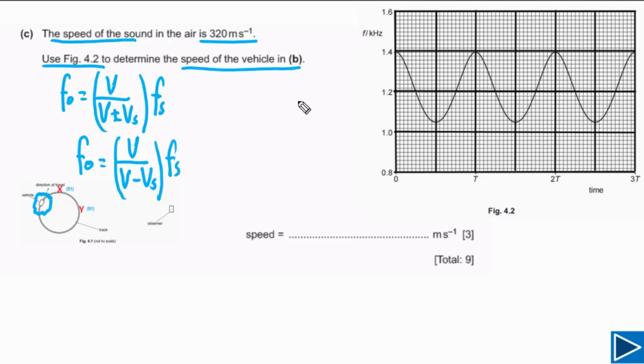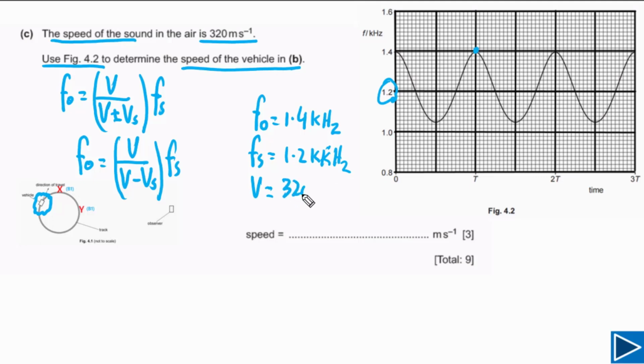Now simply we need to understand when the frequency is maximum. Frequency is maximum when the source is directly approaching, and that value we have, f observed is equal to 1.4 kilohertz. So we can simply write 1.4 kilohertz. And the frequency of the source is given in the question, that was equal to 1.2 kilohertz. You can also read from here. So this is 1.2 kilohertz. The speed of sound is given, that is equal to 320 meters per second.